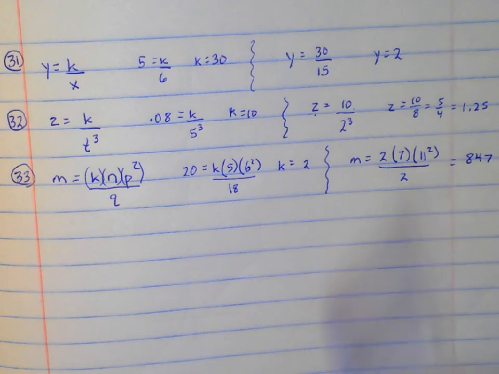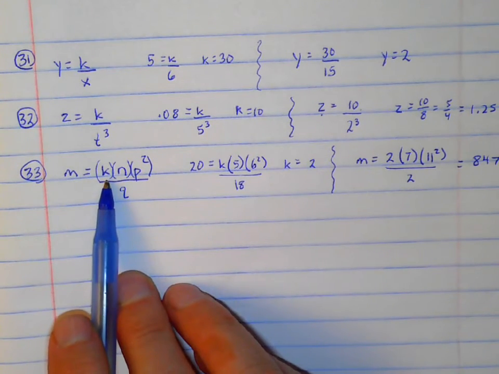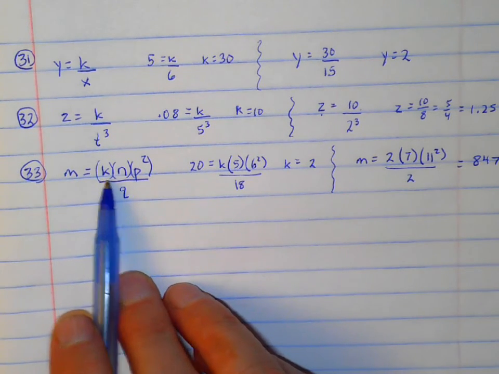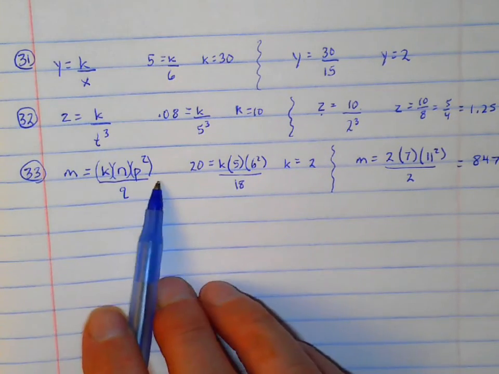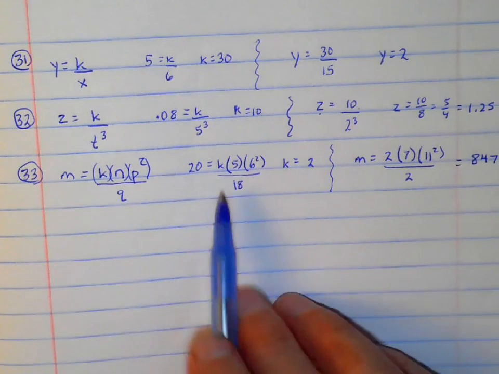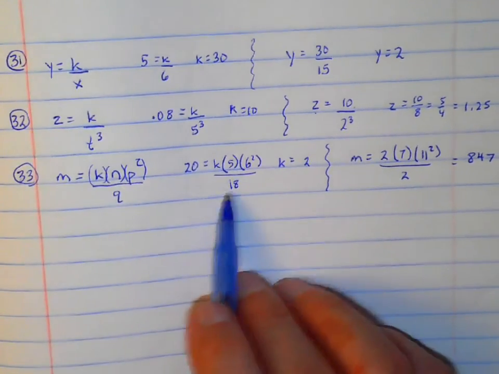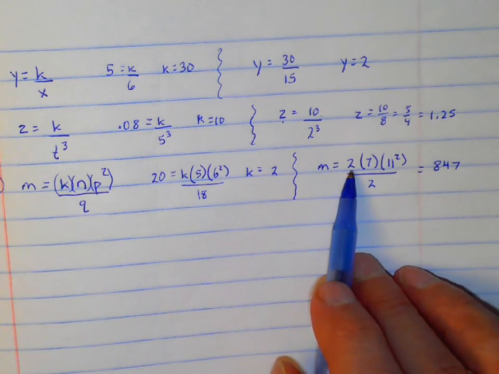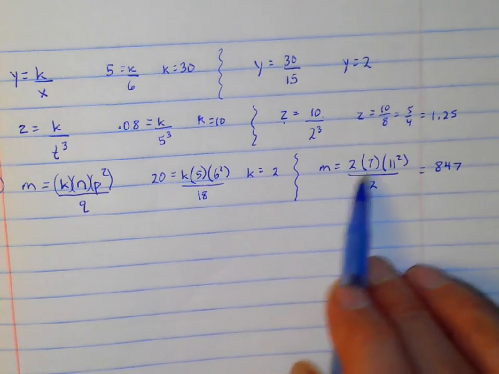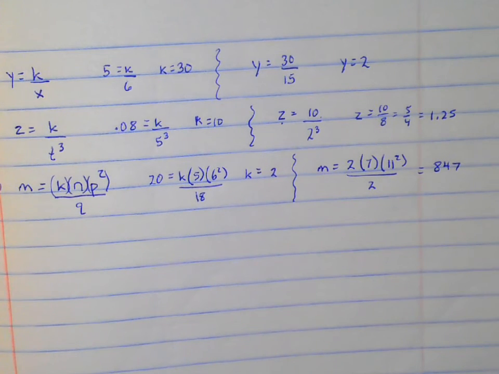33, it says m varies jointly with n and the square of p, and inversely with the cube. Plugging your values in there, solving, you get k is 2. Then taking the k you solved for, m is equal to k times the other values, plugging them in, you get 847.